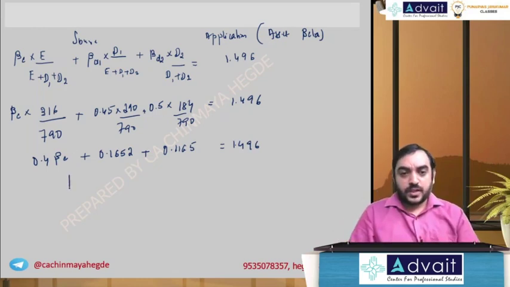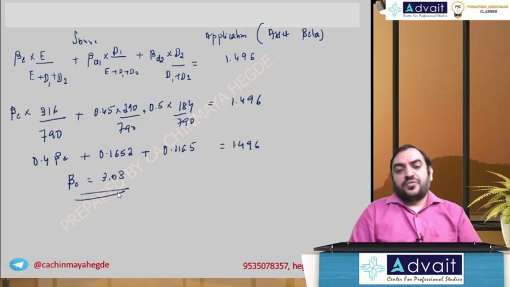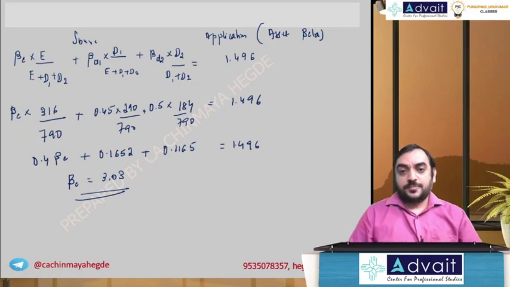So equity beta equals 1.496 minus 0.1652 minus 0.1165 divided by 0.4. I think 3.03 something. 3.035. Okay. So beta of equity is 3.03.